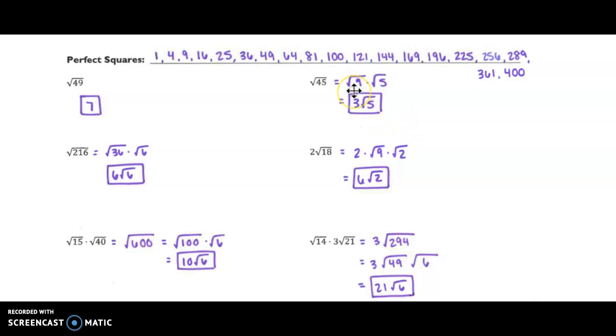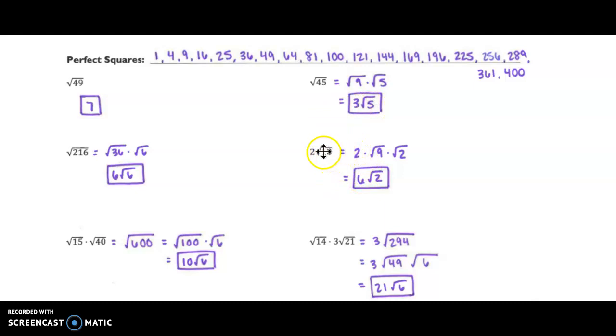You're looking for numbers or pairs of numbers where at least one of them is a perfect square number. So like here, the square root of 45, you're going to use 9 and 5 because the square root of 9 is 3, right? 5 is not a perfect square number, and so you just leave it, square root of 5, okay?